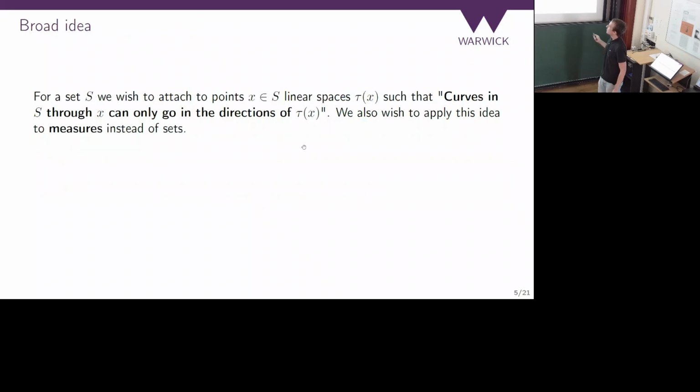Okay, so without further ado, the broad idea of what I'm going to talk about is that we have a set S and we wish to attach to points in S linear spaces tau x, such that, broadly speaking, curves in S through X can only go into directions of tau x. Now this is not a revolutionary idea because you can probably find a 60-year-old differential geometry book that defines tangents to manifolds, broadly speaking, in this way. We also wish to apply this idea to measures instead of sets, which is entirely non-trivial, because what are points inside a measure, right?